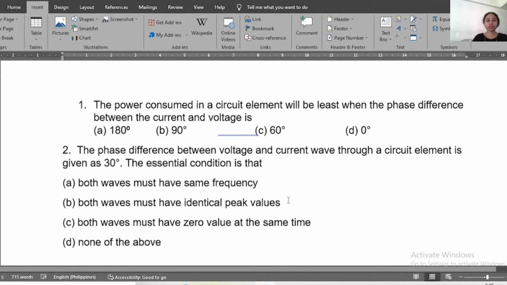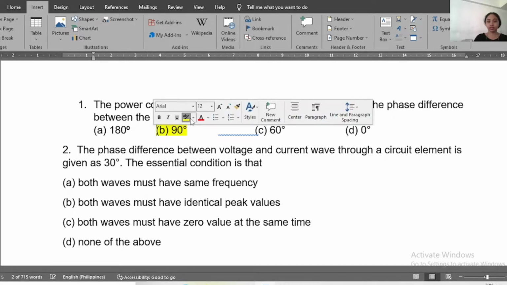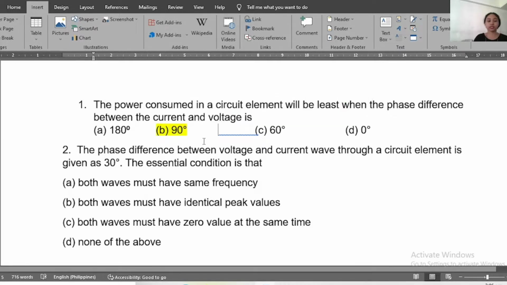We have question number one. The power consumed in a circuit element will be least when the phase difference between the current and the voltage is A, 180 degrees, B, 90 degrees, C, 60 degrees, D, 0 degrees. So the answer is 90 degrees. So that is the phase difference between the current and the voltage.